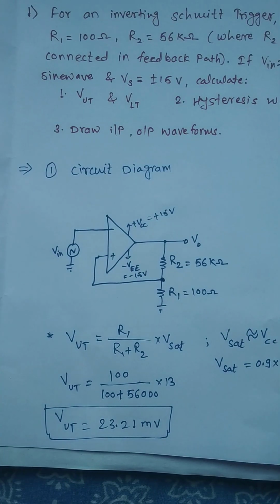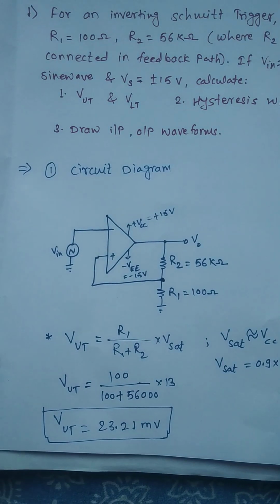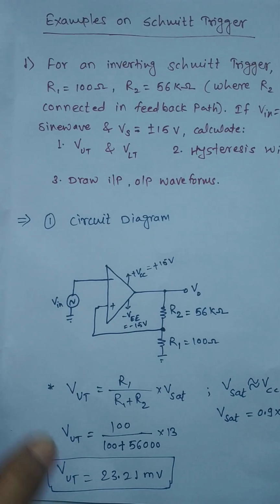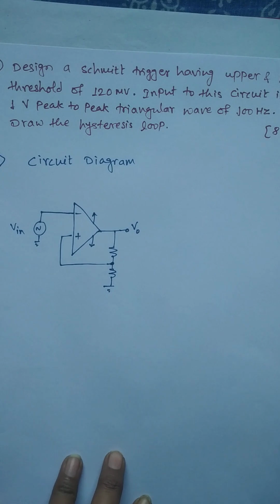So remember that. One more option is there. We will see that in the next example. I hope you have understood how I have solved this example. Okay. So the next variety of example is design. So let us see the question.